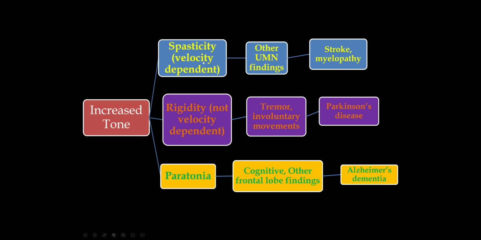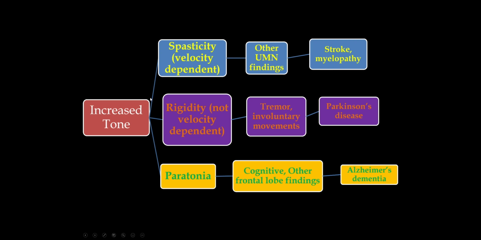you'll notice is if you move it slowly, you may not appreciate that much increased tone, but as soon as you give it a quick jerk, there's a catch, or a spastic catch. And this is what we call velocity dependent increased tone, and that's characteristic of spasticity. If you're not sure, check reflexes, check clonus, look for other upper motor neuron findings. If you're finding hyperreflexia, clonus, Babinski sign, now you know you're dealing with spasticity. Common causes would be a stroke or cord compression like a myelopathy.